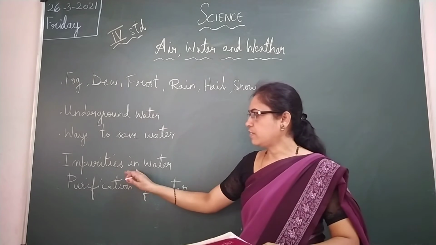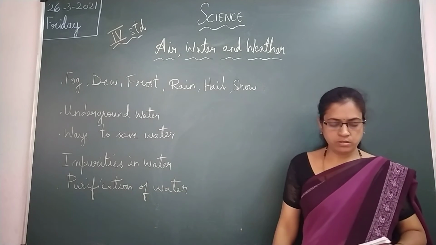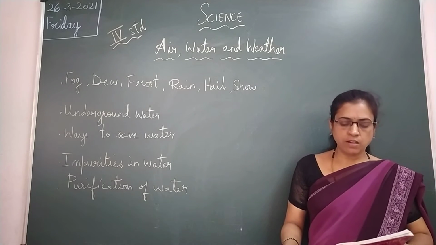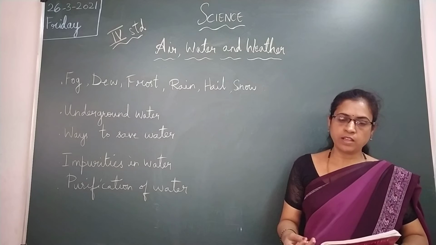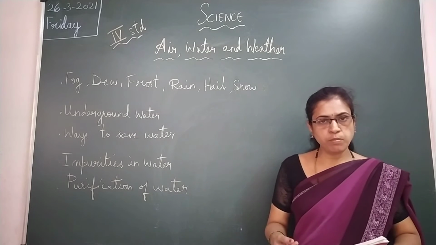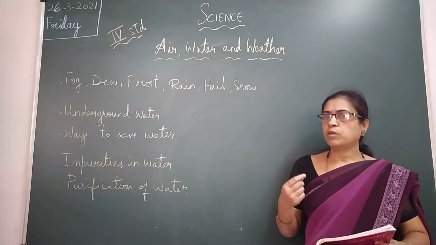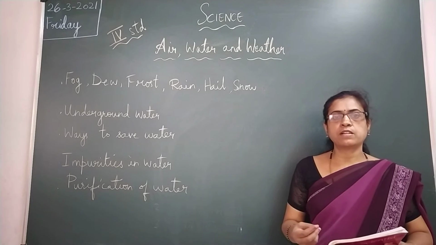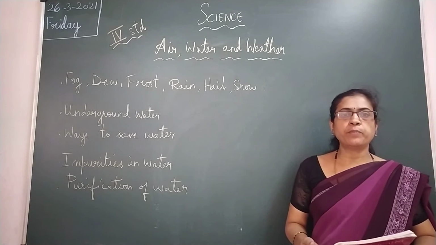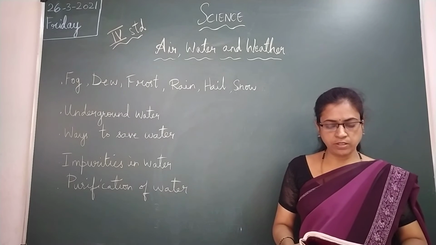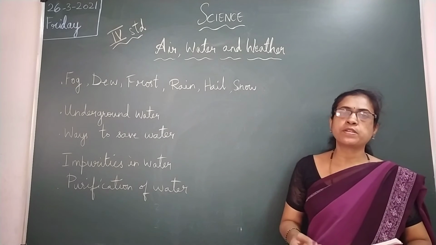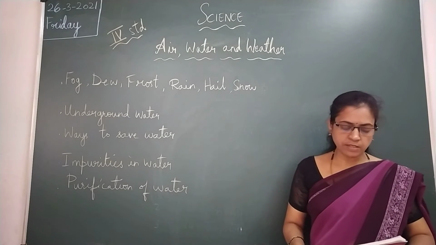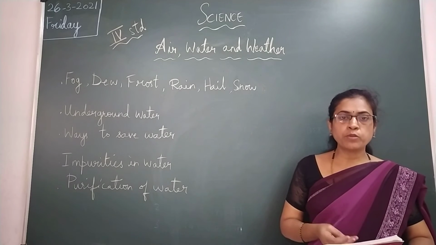Okay. And the next topic is impurities in water. Water in the wells, ponds and rivers is impure due to the presence of impurities or pollutants in it. The impurities present in water are of three types: insoluble impurities, soluble impurities and disease causing germs. So what can we do about that? We can purify the water.